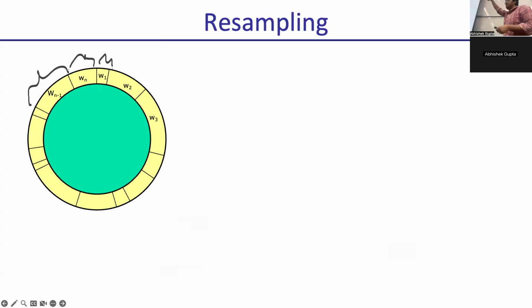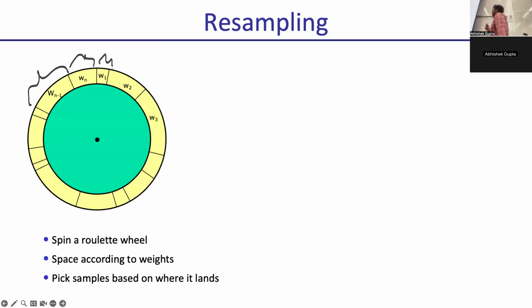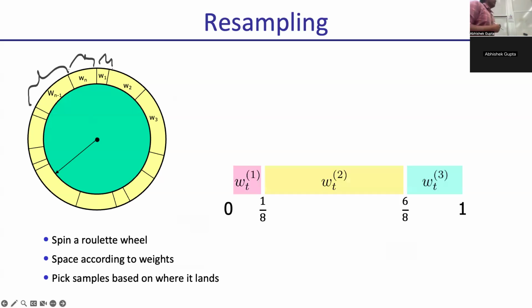And now we're just going to spin the roulette wheel n times, and choose the particles that it reached. So we spin it, and it reached the part of the circumference which is W3. So I'm going to pick one of particle 3. I'm going to spin it again, and it reached something which is Wn. I'm going to add one of particle n, right? I'm going to repeat this n times, and then I'm going to get n new particles, right?